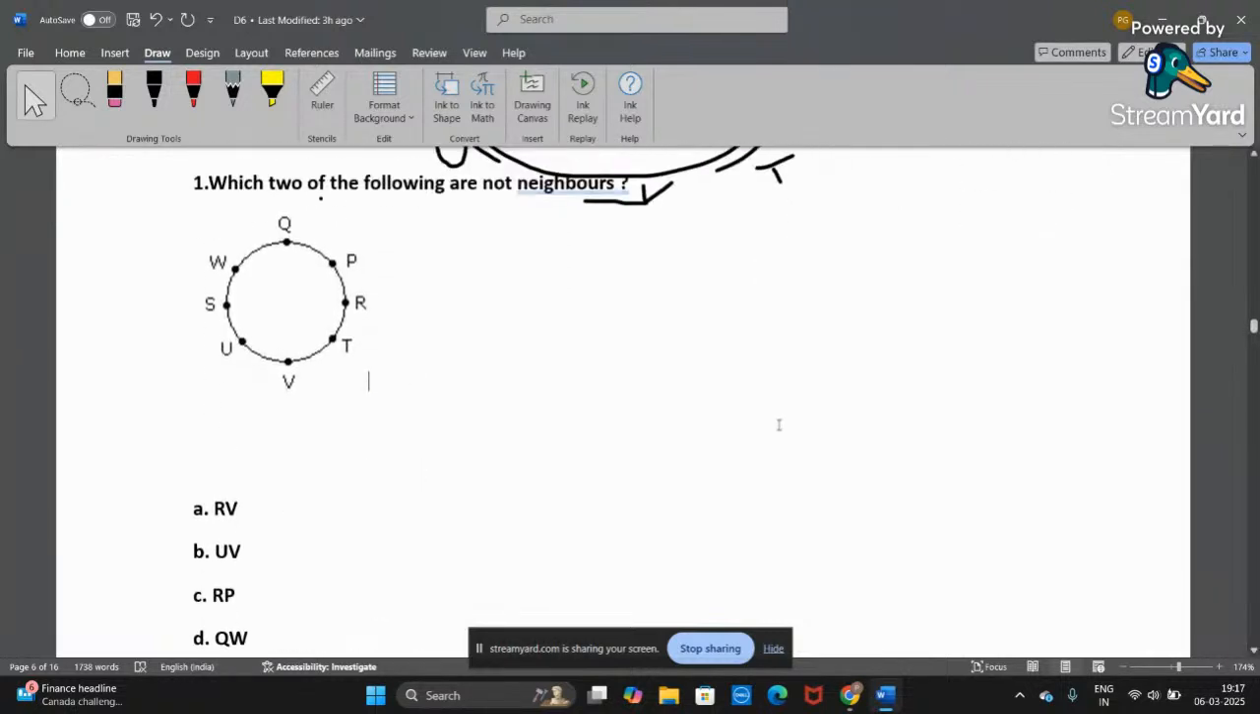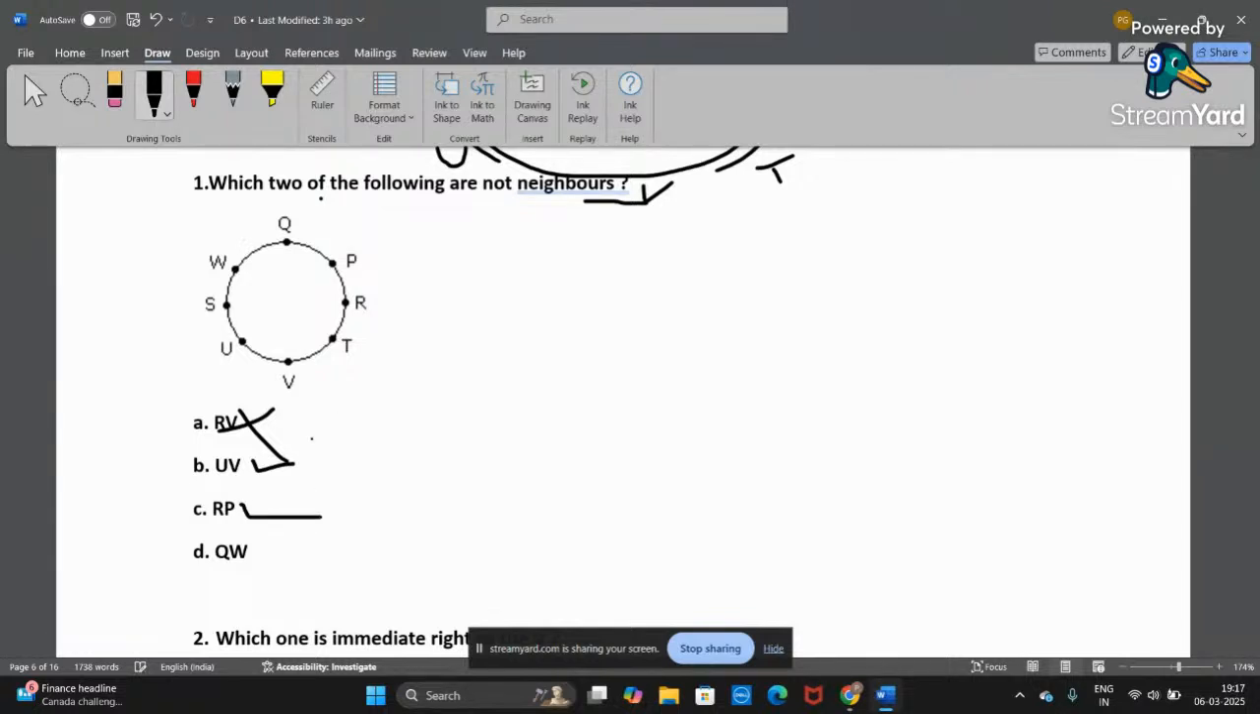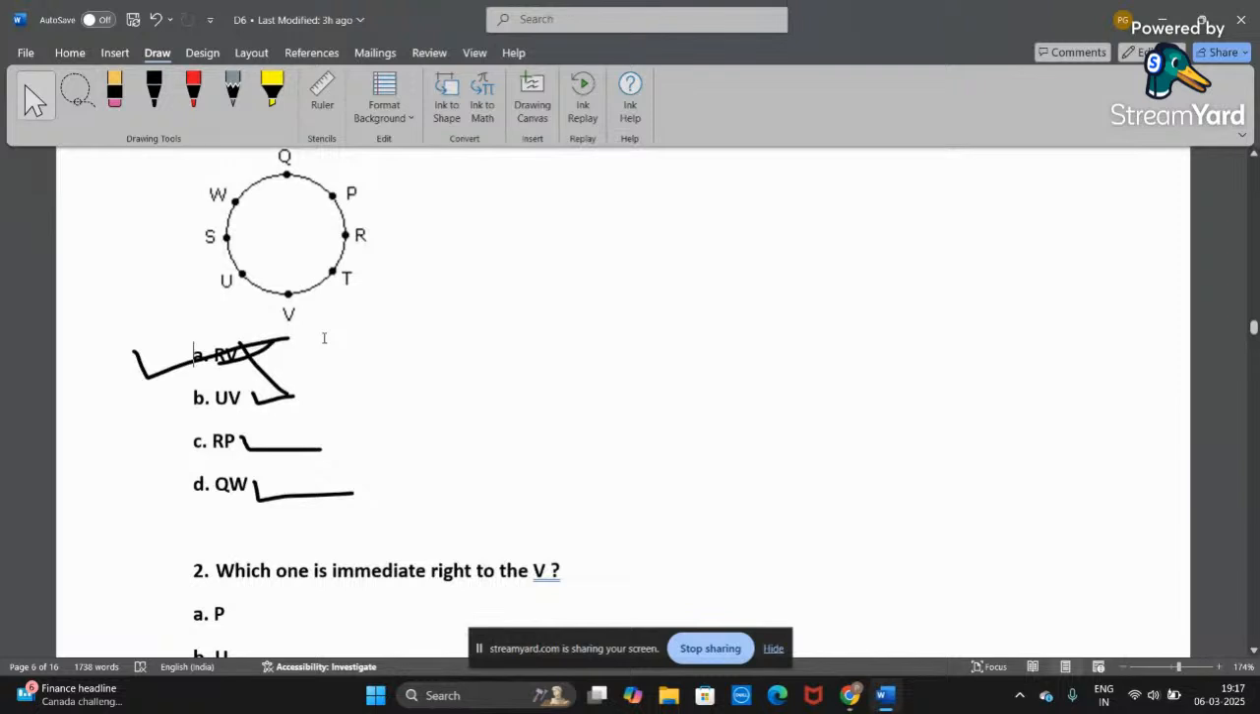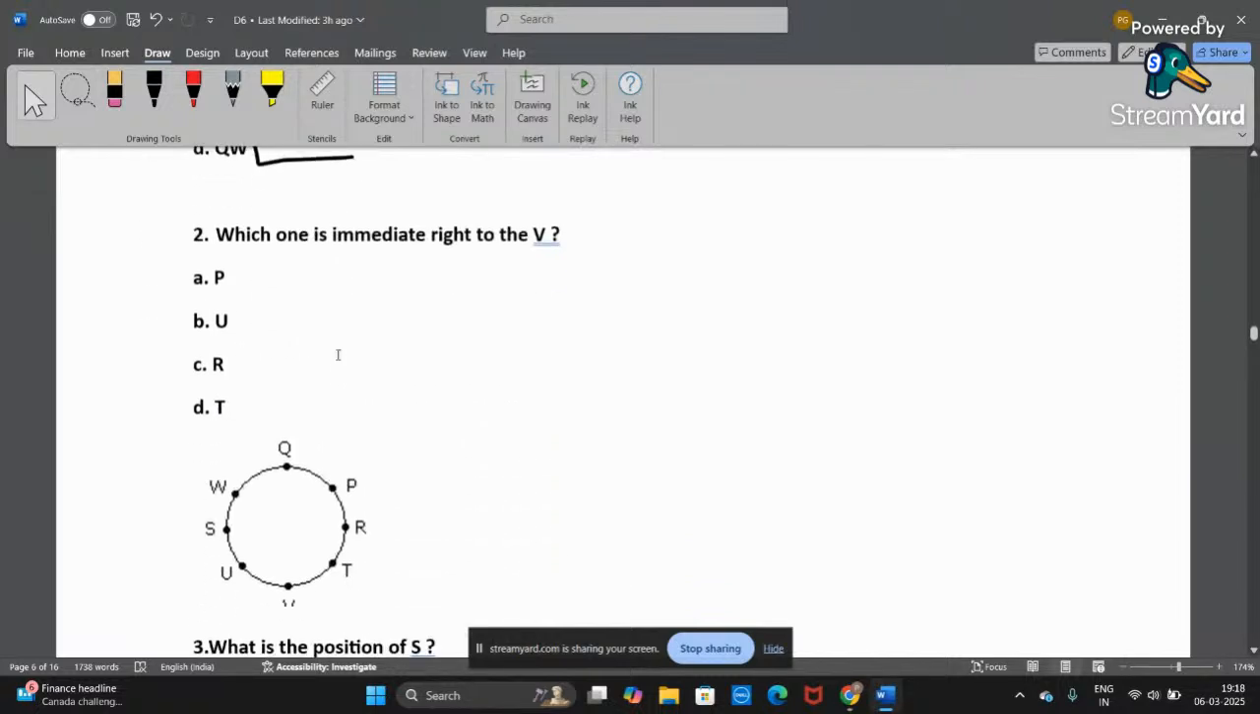Okay. Now let's find it out. Which two of the following are not neighbors? No, they are not neighbors. This is wrong. UV, yes, they are neighbors. RP, they are neighbors. QW, they are neighbors. So here R and V are not neighbors. So A is the correct option. First, the main thing is you need to draw. Then we need to analyze based on the diagram we have drawn.